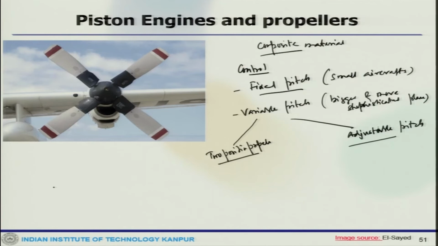Constant pitch propeller. So, this is fixed pitch, variable pitch, then constant speed type propeller. These are designed to change the pitch automatically, allowing the engine always to turn over at the same constant speed. So, this is another one.